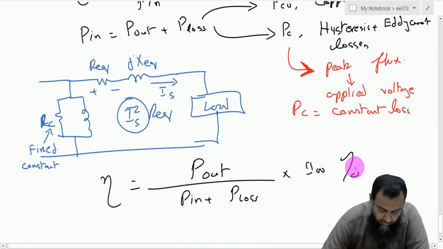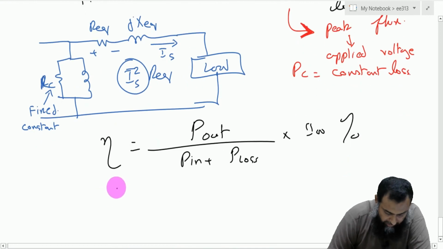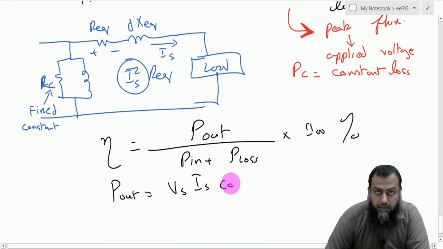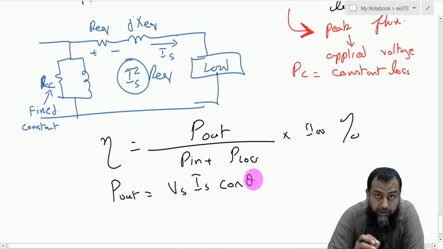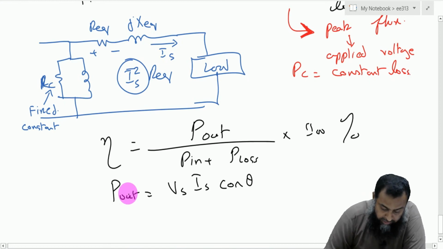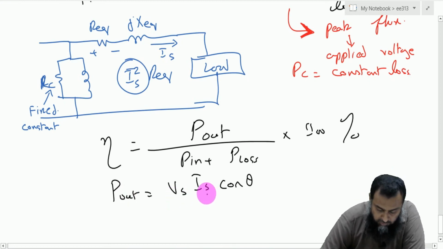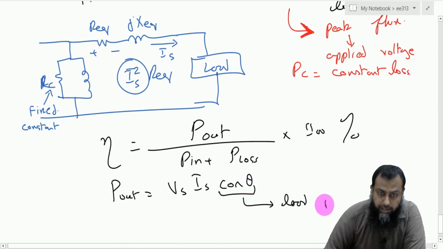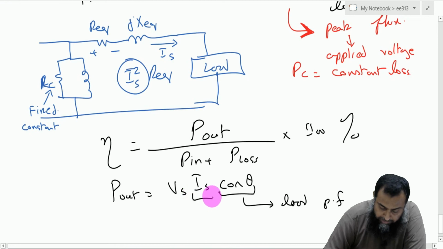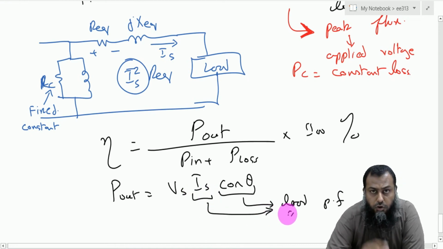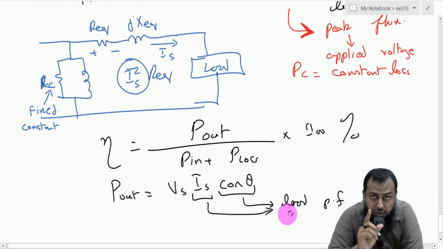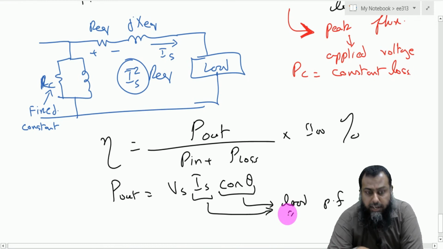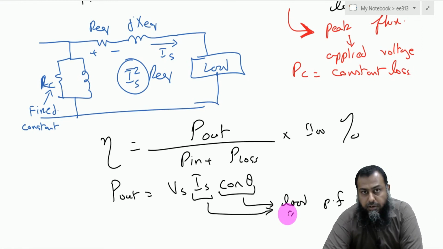Now further, if I move ahead, I can say that this P out is equal to VS IS cosine theta, which means that the output power is not only dependent on the secondary voltage and the secondary current, but it is also dependent on the load power factor, right? And this IS is also dependent on the load. So the load power factor as well as the percentage loading is an important criterion in understanding how the efficiency of a transformer actually varies.